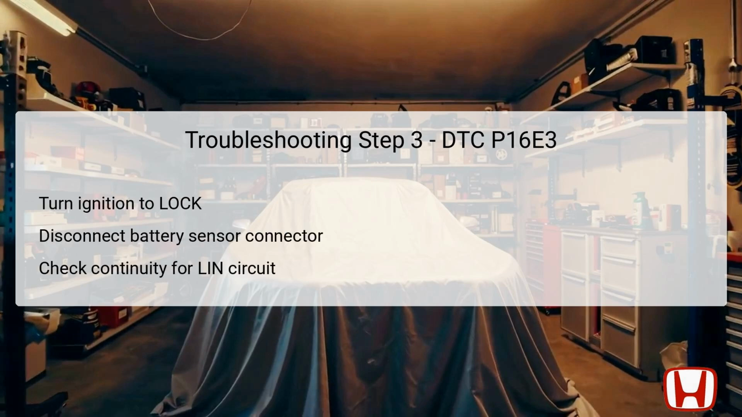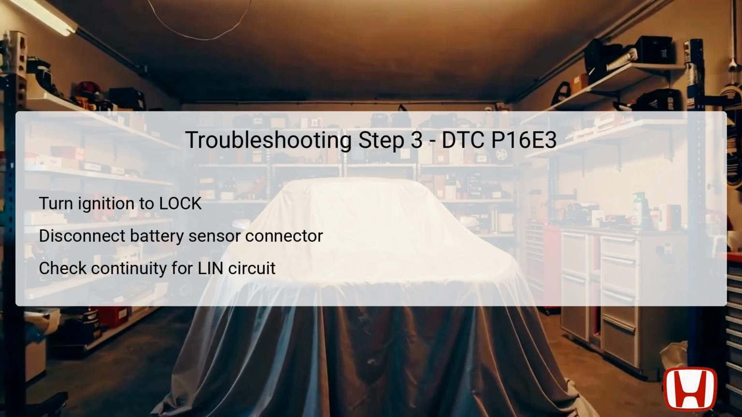For step 3 of the troubleshooting process, you'll begin by turning the ignition switch to the lock position to ensure the vehicle's electrical systems are deactivated to prevent any accidental shorting. Once the ignition is off, carefully disconnect the battery sensor 2P connector, which is critical as it allows access to the communication line involving the LIN circuit.